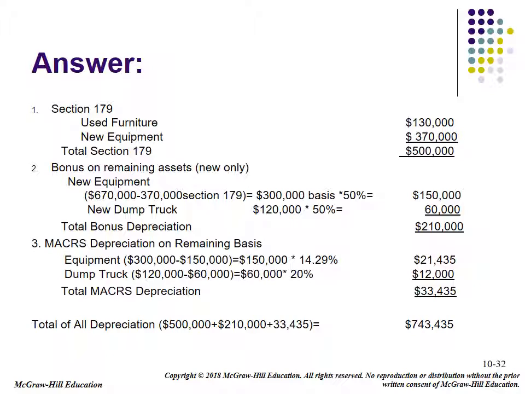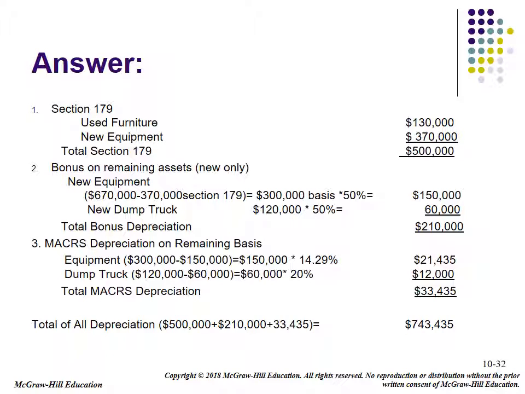So the longest personal life we have here is the used furniture of 7 years. The other thing is the used furniture doesn't qualify for bonus depreciation. So we're going to use Section 179 and expense all of that furniture this year. Once we expense all of that, there's no more depreciation calculated on it because we fully depreciated it. New equipment, we're also going to take the Section 179 on because it has a 7-year life. So we usually like to take Section 179 on the long-lived personal assets first.